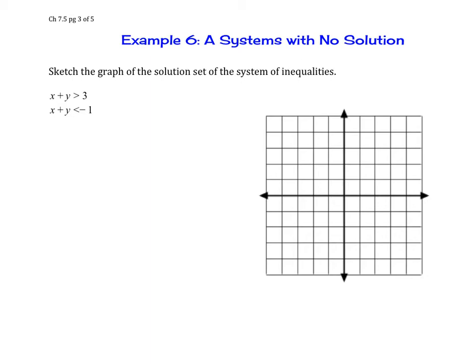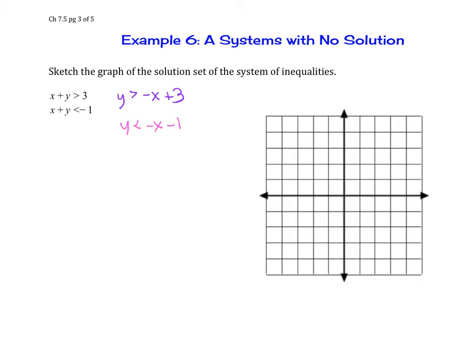Now let's look at some special cases. We have x plus y is greater than 3 and x plus y is less than -1. So right away you probably can tell that that isn't going to work, but let's go ahead and rewrite this. y is greater than -x plus 3 for the first line, and the next line is y is less than -x minus 1.